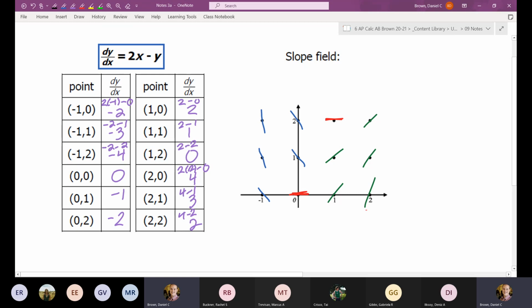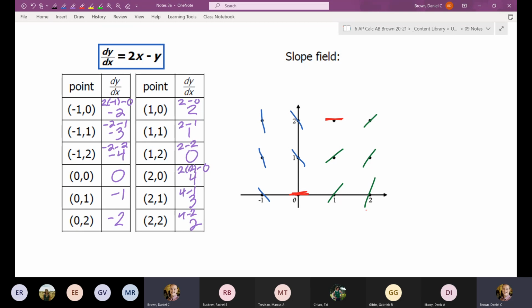Again, this one definitely a little bit more tedious to do. Again, don't stress about trying to make your slopes perfect. You are doing this by hand, so it's not going to be a perfect slope field. What is important, I color coded it. Ones that are decreasing should be clearly decreasing. Ones that are 0 should be clearly horizontal. And then ones that are positive should be clearly increasing.